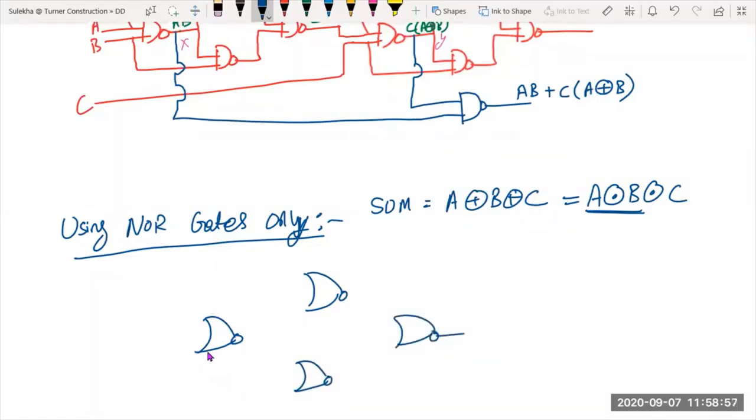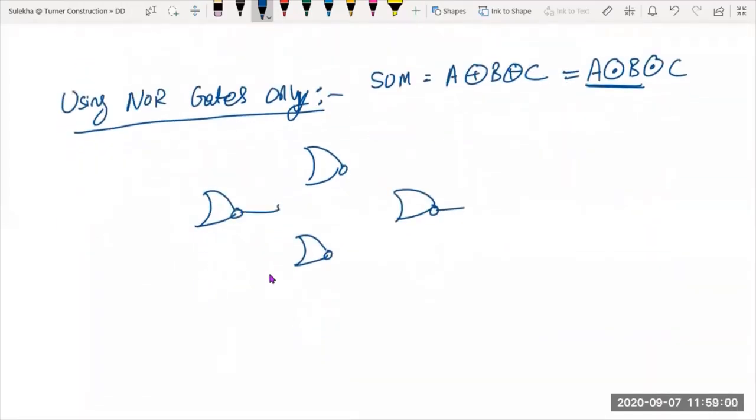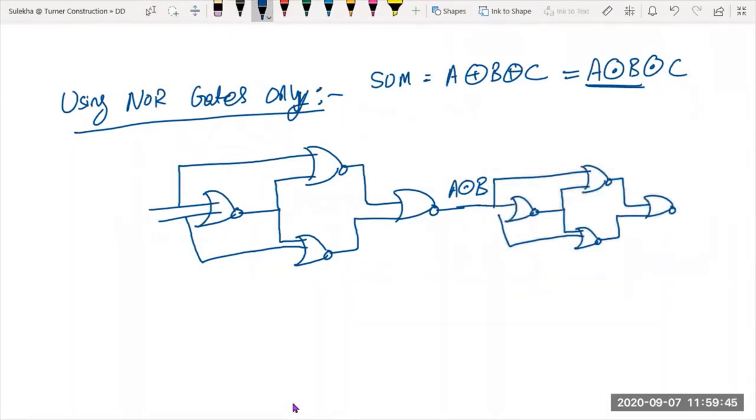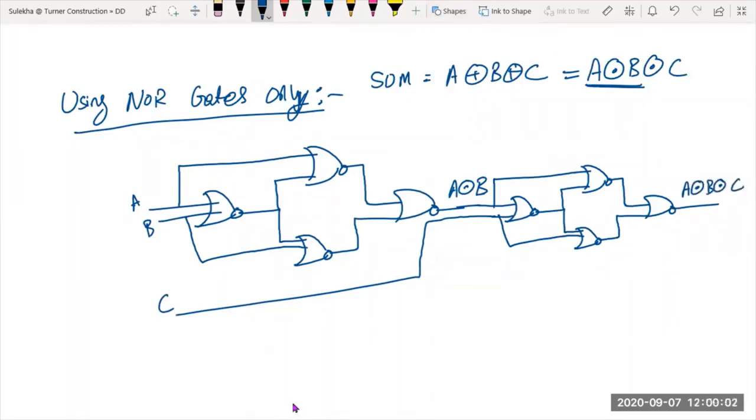So if you are designing with this pattern in this way, you will get A XNOR B. If you repeat this part again, and if you take here C, this is your AB and this is your C. At this output side, you will get A XNOR B XNOR C, which is nothing but A XOR B XOR C. So this is your summation part.